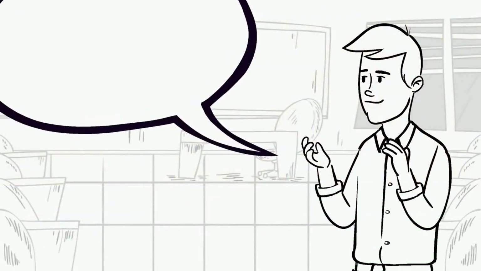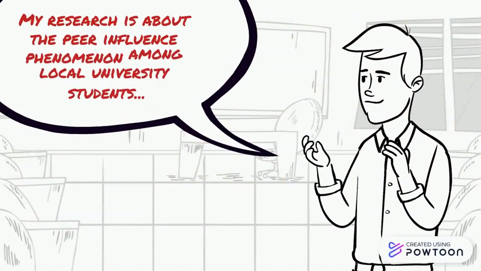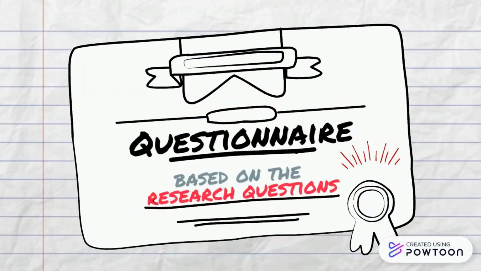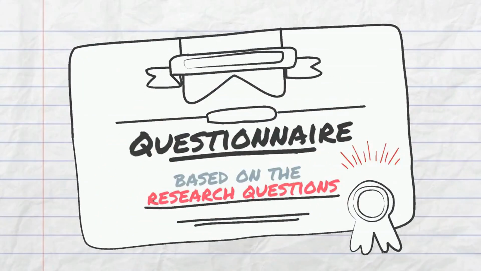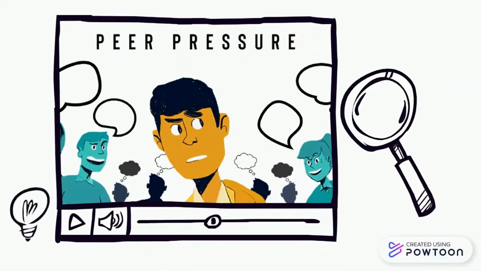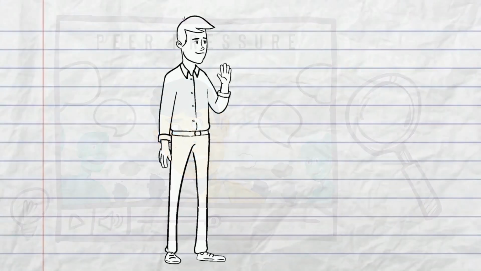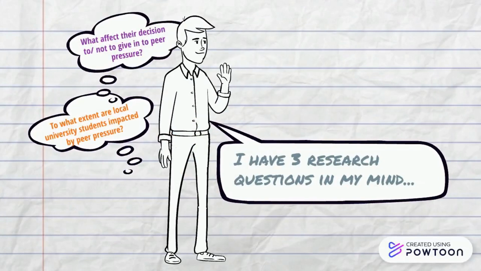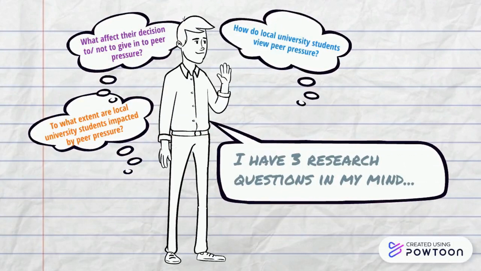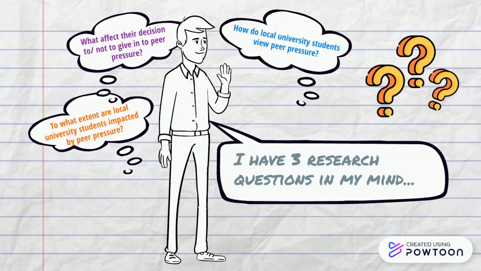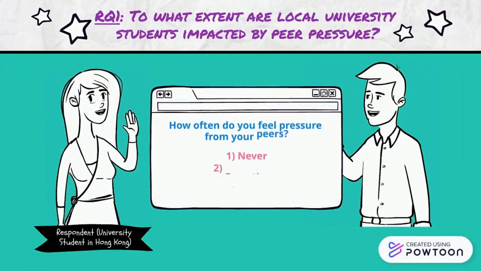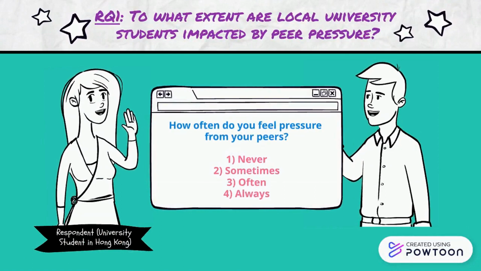A good researcher needs to be very clear about their research questions and what they intend to investigate, while a good questionnaire should be based on the research questions. For example, you want to investigate the peer influence phenomenon among local university students, and you have 3 research questions formed for your project. What questions would you ask in your questionnaire so that you can gather information to answer these research questions? For the first research question, for example, you might want to know how often your respondents, that is, some local university students, feel pressure from their peers.